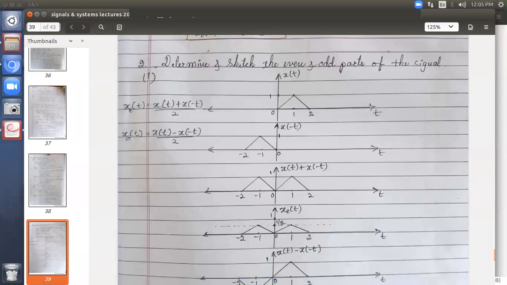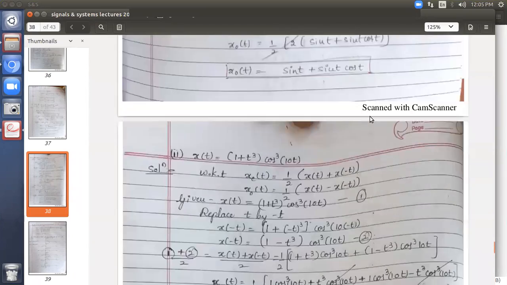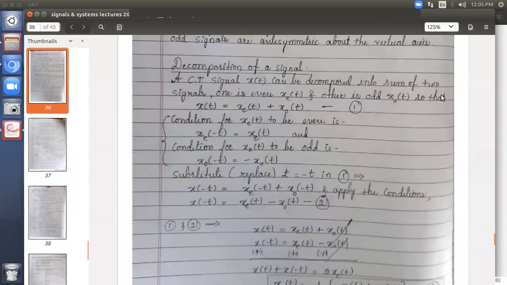Good afternoon, all. Let us continue the discussion about even and odd signals. In the previous session, we have seen a few problems on how to identify the even and odd component of any signal x of t. That was analytical, where you solved the equation. Let me show you the equation.